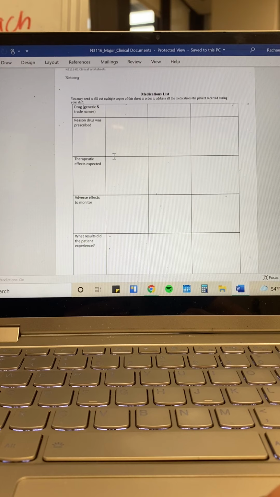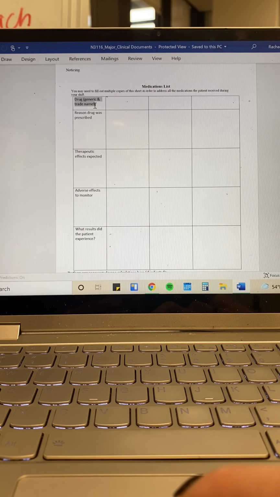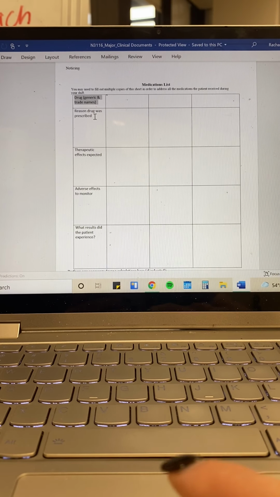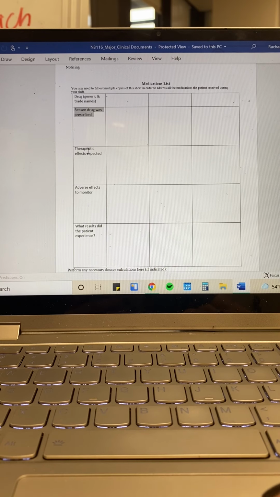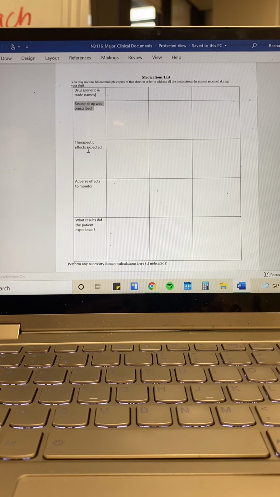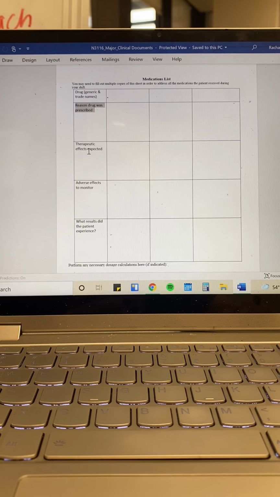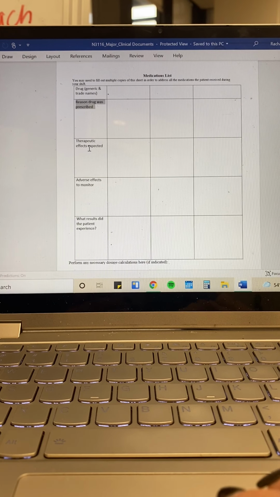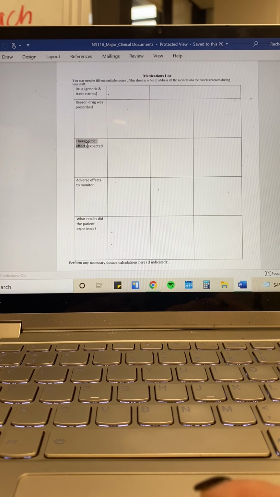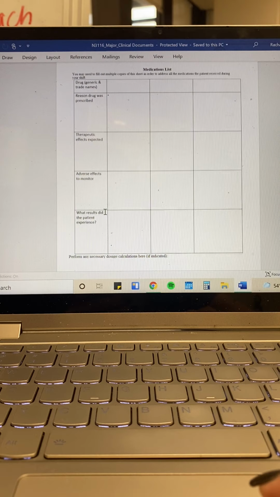Moving on to page 4, this is your medications list. It has the drug name, which includes both the generic and the trade name, so you should have 2 apiece. Then the reason the drug was prescribed for your patient. When you look up these medications in your drug book, you will see a whole slew of different reasons that medication may be prescribed. I really want you to try and relate it back to why it was prescribed for your patient. You'll talk about the therapeutic effects that were expected, any adverse effects to monitor for, and what results the patient experienced.